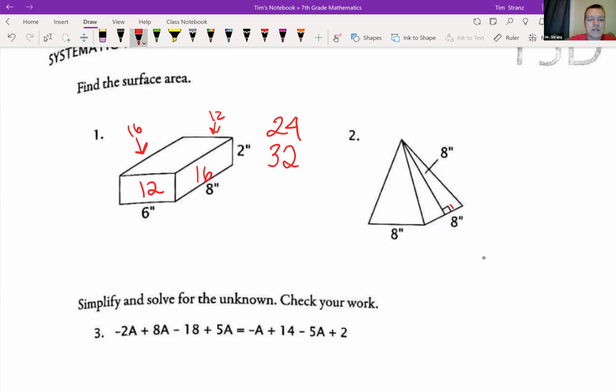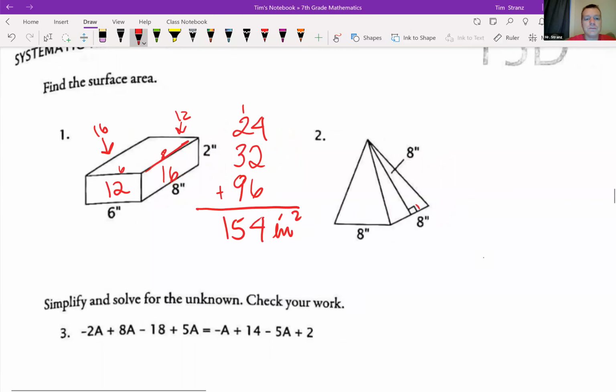And then lastly, I need to do the top of this box, which is right here is 8. Okay, and we got 8 and 6, which is 48. 48 times 2, 96. Okay, I'm going to add up all these together, and I get 4 and 2 is 8. 8 and 6 is 14. That's 5, 6, 15. So 154 inches squared. Okay, number 2.